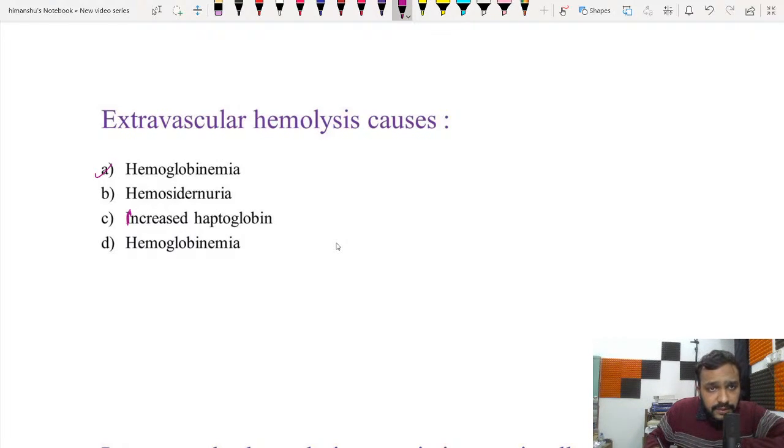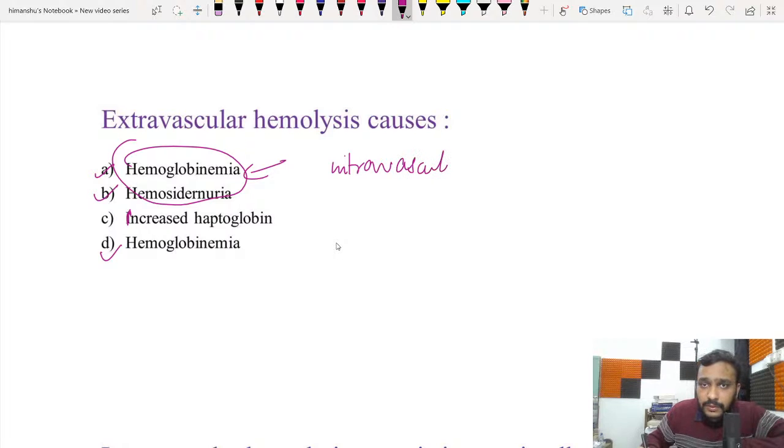So guys, these features, hemoglobinemia and hemosideruria, will be seen in cases of intravascular hemolysis. Hemoglobin will be released within the blood when the RBC is broken down within the blood vessels. But when the RBC is broken down within the spleen, the hemoglobin will not be released in your blood, and there will be no hemoglobinemia or hemosideruria in extravascular hemolysis.